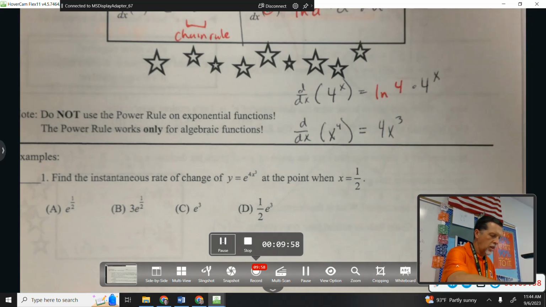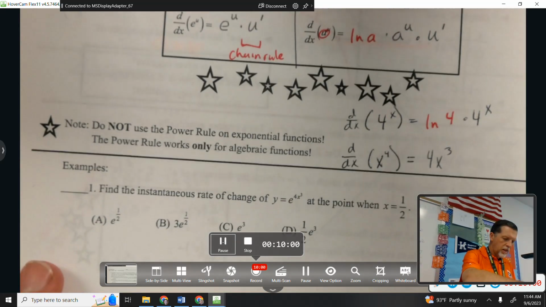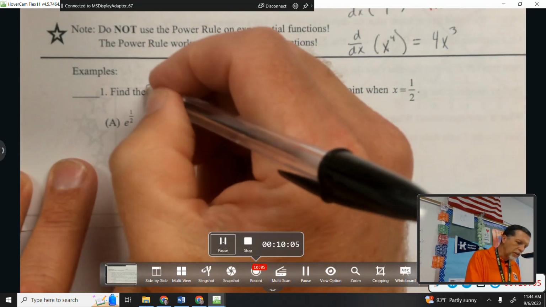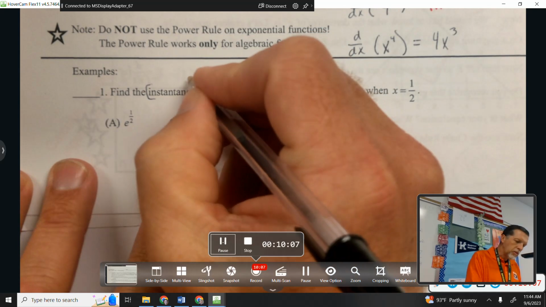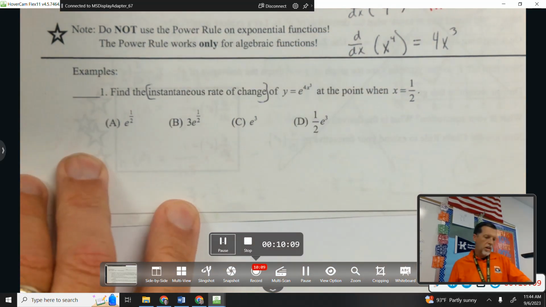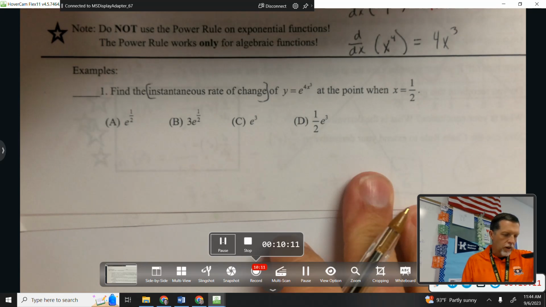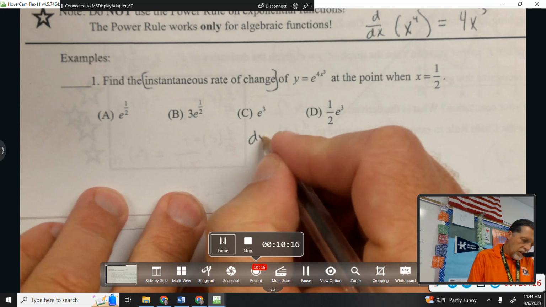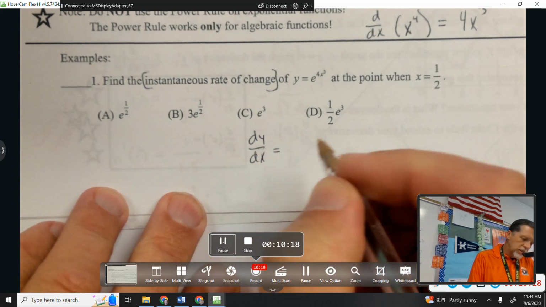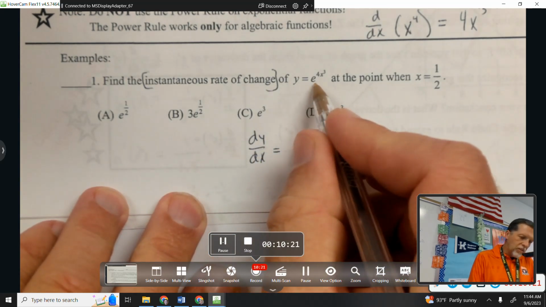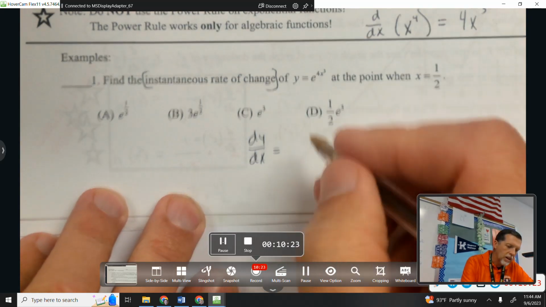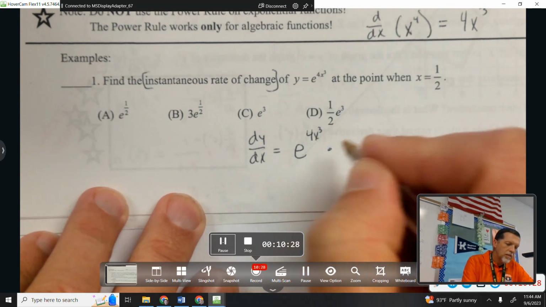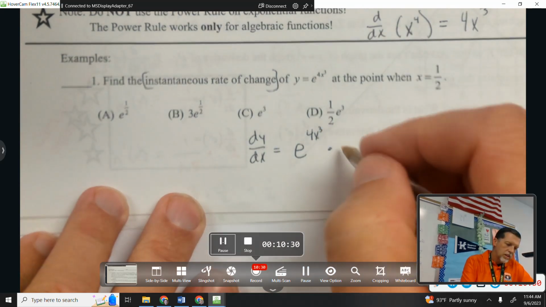Alright, let's do some examples. Find the instantaneous rate of change. Again, we like using all the different words to make sure you remember that that really just means the derivative of y equals e to the 4x cubed when x is 1/2. So dy dx equals, I like the base of e, so I don't need a natural log of anything in there. So e to the 4x cubed times, chain rule, 12x squared.